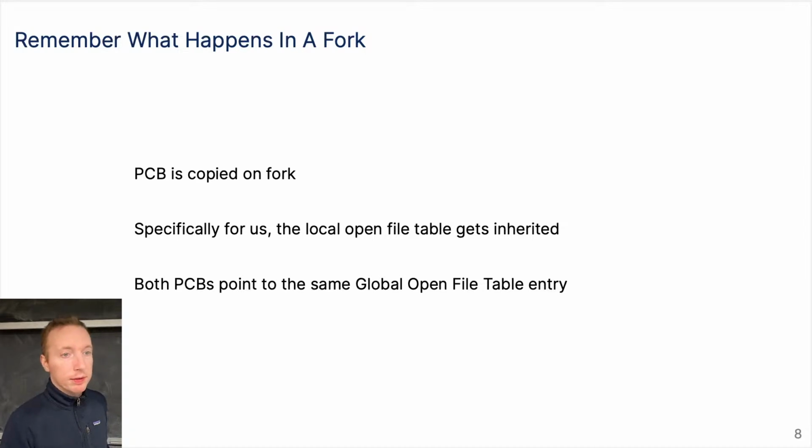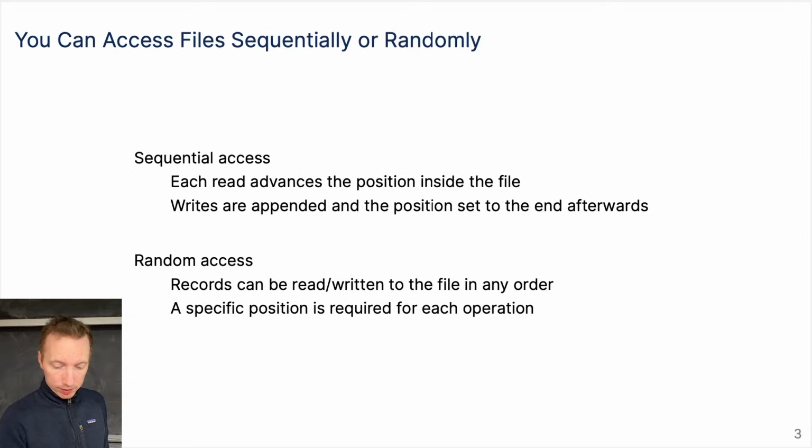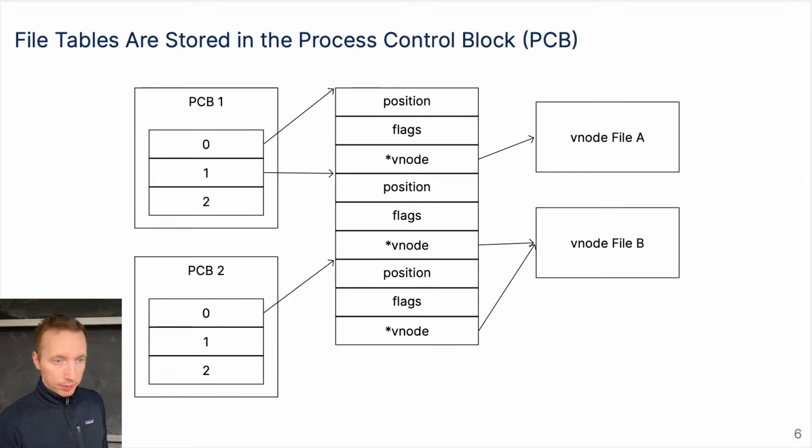Oh, so in the previous slide with that diagram, that middle part is the global open file table? Yeah. What's the difference between the local and global? The local one just points to an entry in the global one, and the global one will have the position and everything. So the local one is just a reference, and the global one is actually global and shared. In this case, that's the global one.